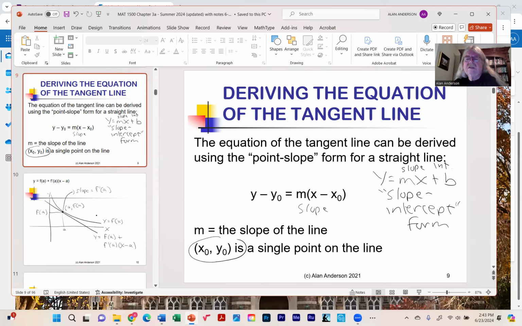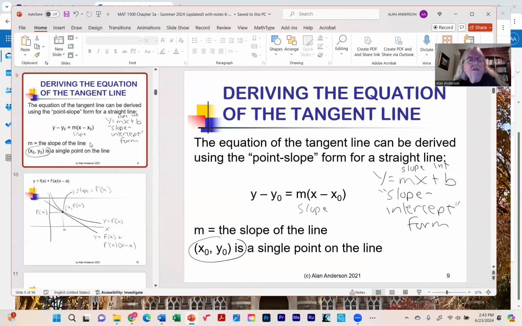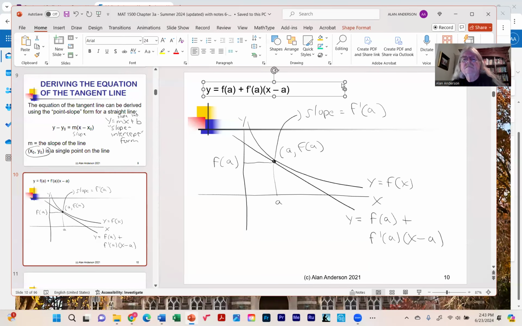So let's revisit this diagram. And just a quick reminder of the point slope form. Okay, so we're starting at point A. We're assuming that we know the value of this function at A. So we have f of A. F of A is known to us. And then we're going to describe this tangent line, and we're claiming that what you're seeing down here is the correct equation for that tangent line.